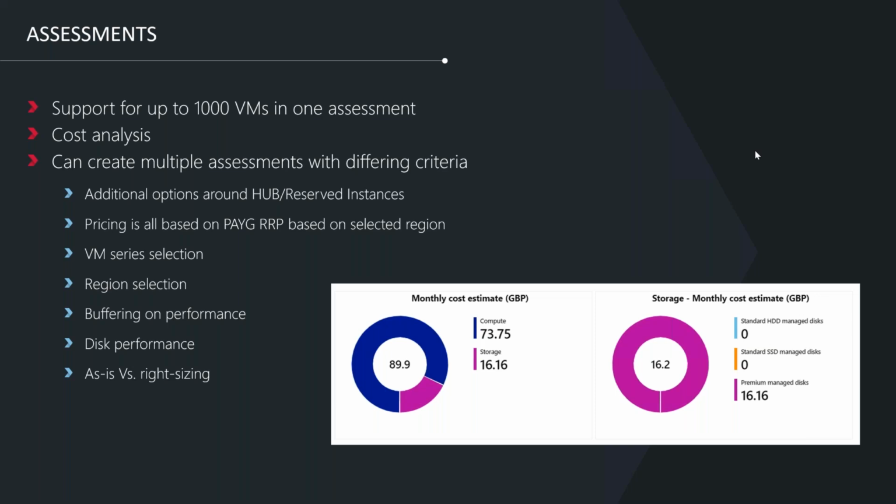You can do a little bit of buffering around performance, i.e. you could take the performance that the virtual machine is running and add a little bit on top. So you can say, I want to add 10% buffer effectively on top of the performance of that virtual machine when I migrate it. So please recommend me a VM size that takes 10% on top, or 20% on top, or 30% on top, if you wanted a little bit of a buffer effectively.